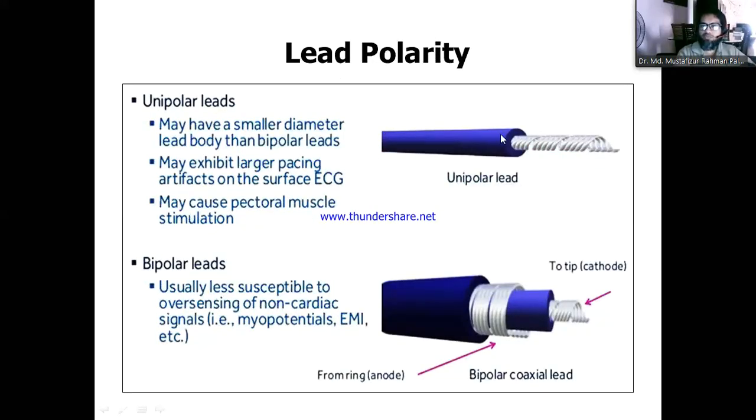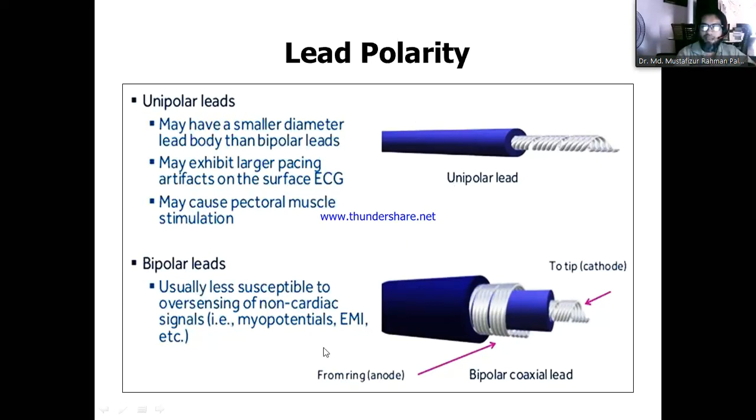And then the lead polarity. A lead can be unipolar or bipolar. The bipolar lead has a larger diameter, but there are some advantages and disadvantages. In the unipolar lead, usually the cathode is in the tip and the anode is in the can. I will show you later on.